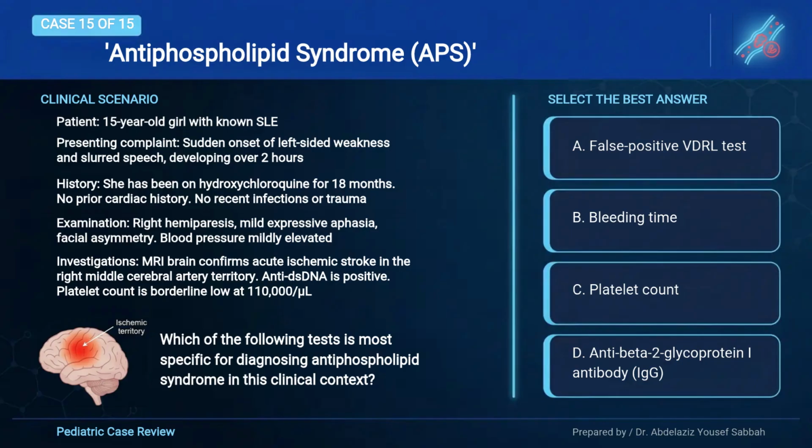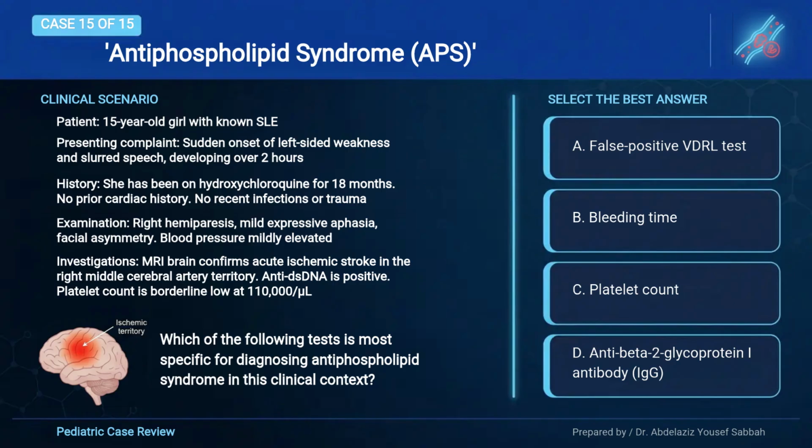Case 15. A 15-year-old girl with known lupus presents with sudden onset of left-sided weakness and slurred speech developing over 2 hours. She has been on hydroxychloroquine for 18 months with no prior cardiac history and no recent infections or trauma. Examination shows right hemiparesis, mild expressive aphasia, and facial asymmetry. Blood pressure is mildly elevated. Magnetic resonance imaging of the brain confirms acute ischemic stroke in the right middle cerebral artery territory.